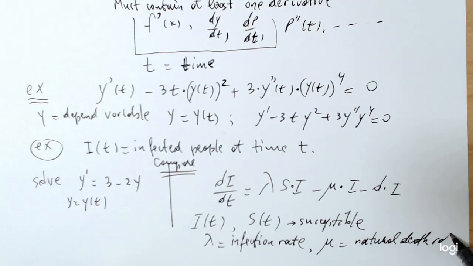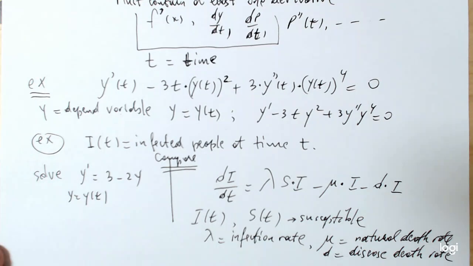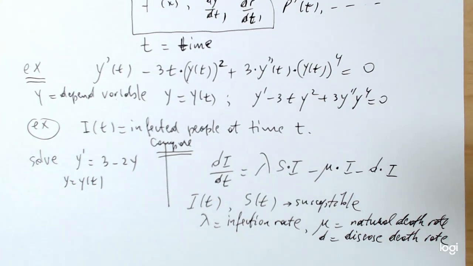And d could be, let's say, the disease death rate, additional mortality because of the infection, if the infection is in such a way that it causes additional death. So you may wonder, why can't I see actual numbers here? For example, an actual number for the death rate, an actual number for the disease death rate.